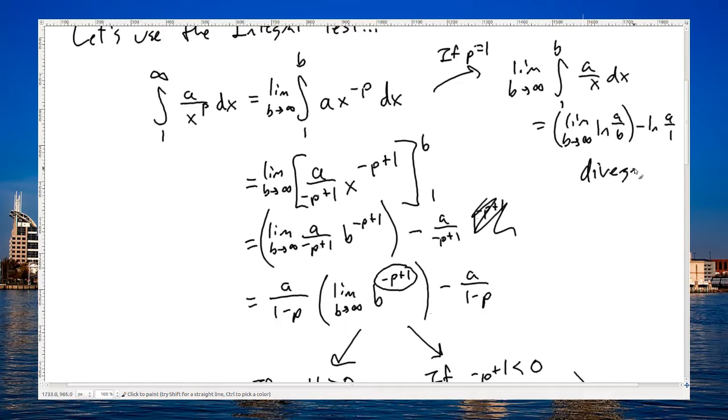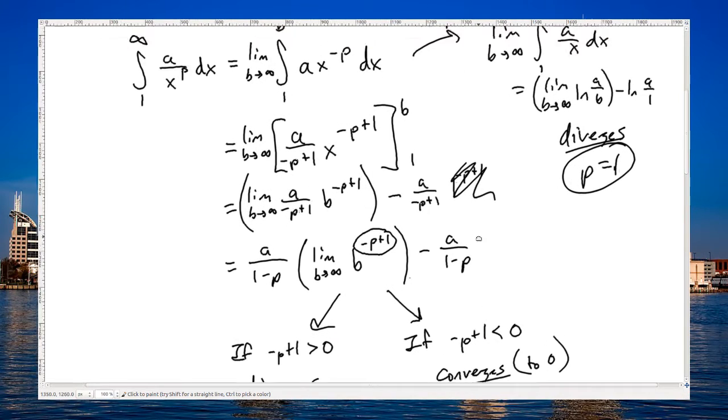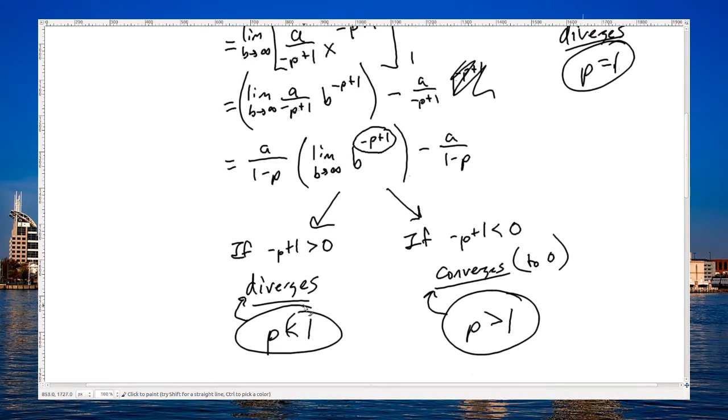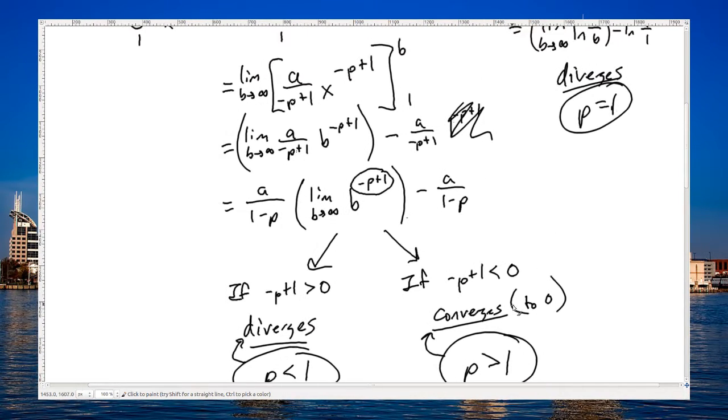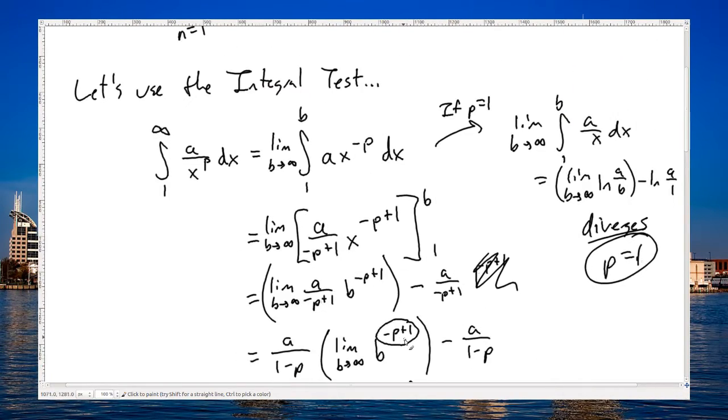This will also diverge. So it diverges for p equal to 1. All right, so this proof's all over the place, but if p is less than 1, it diverges. If it's greater than 1, it converges. But if it's equal to 1, it diverges.